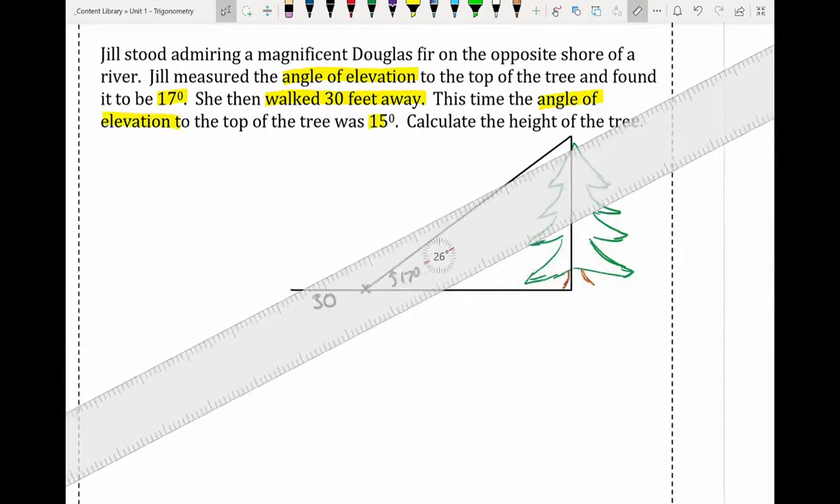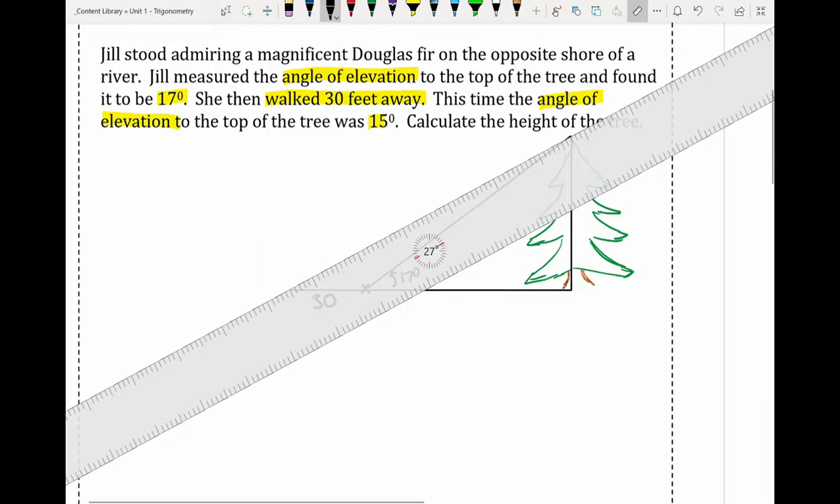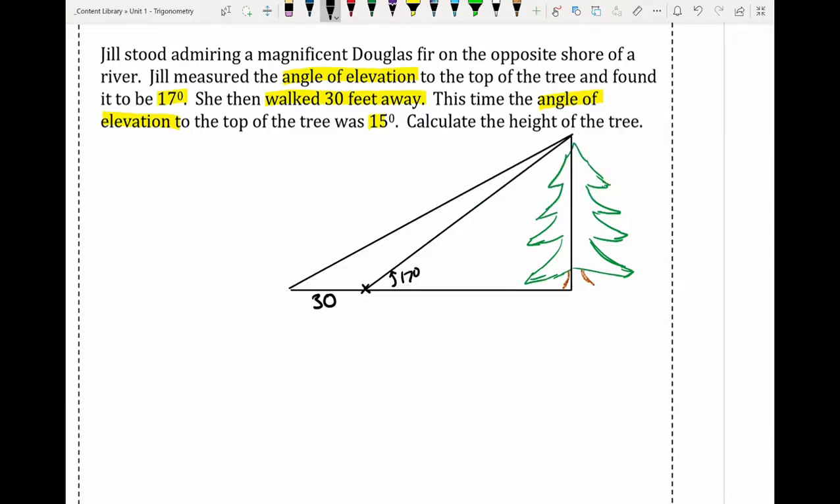That means if she's standing at that far point, and I draw a line connecting the top of the tree with that horizontal line, this angle right here is 15 degrees. And then this is where Jill is standing. So that's all the information that the question gives us. We can assume that the tree and the ground form a right angle, especially if we're looking at it in two dimensions. So we need to figure out what to do to find the height, or h, of the tree.